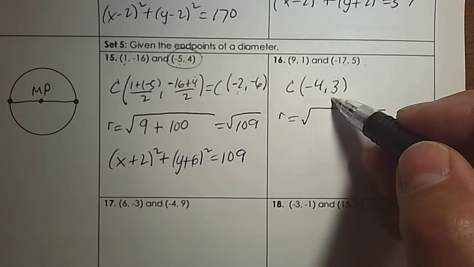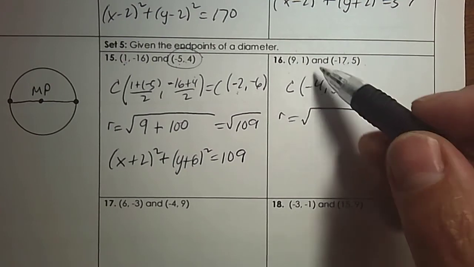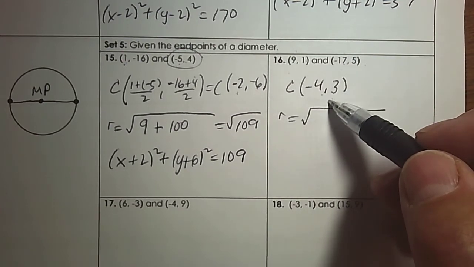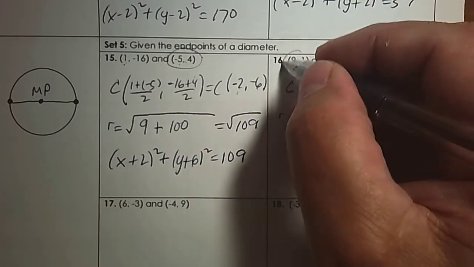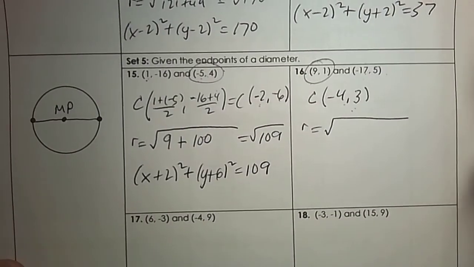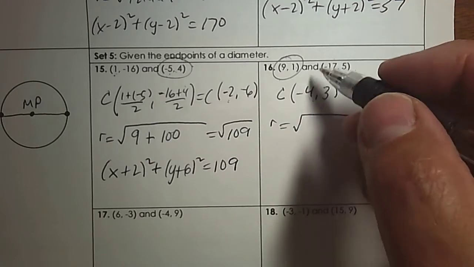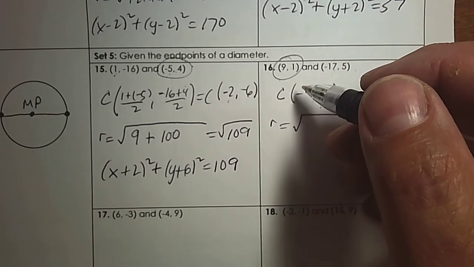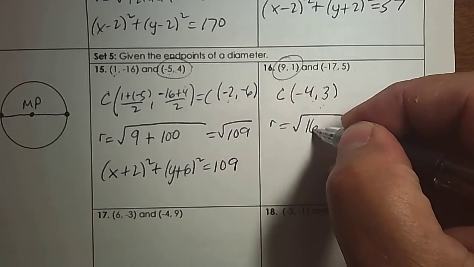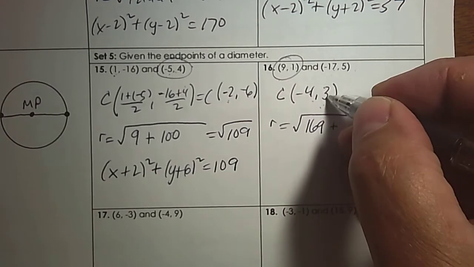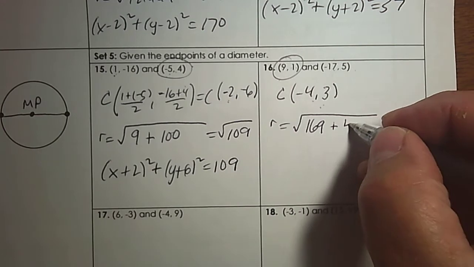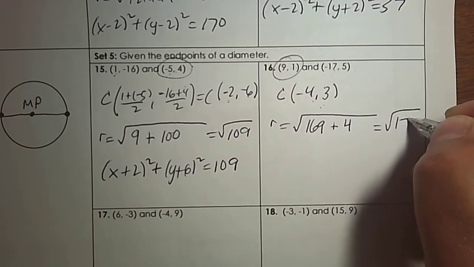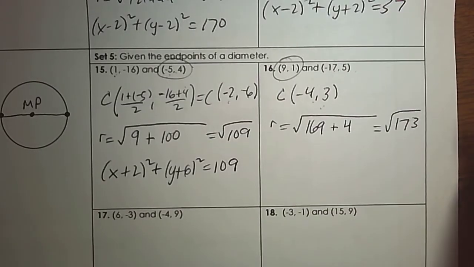So we have our center, and I can use one of the points. So I'm going to use the first point instead of 17. So subtract the x's. Negative 4, subtract 9. That's 13. And can you square 13, or negative 13? You get 169. 3 take away 1 is 2. Square it, it's 4. So if I put that together, that's 173.